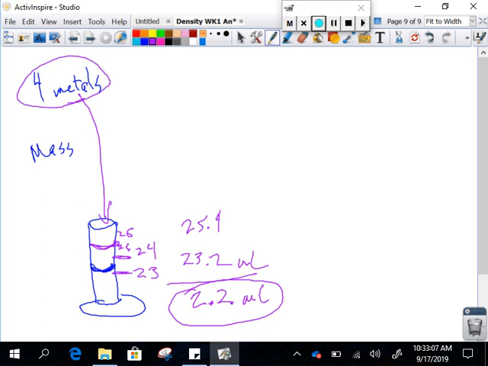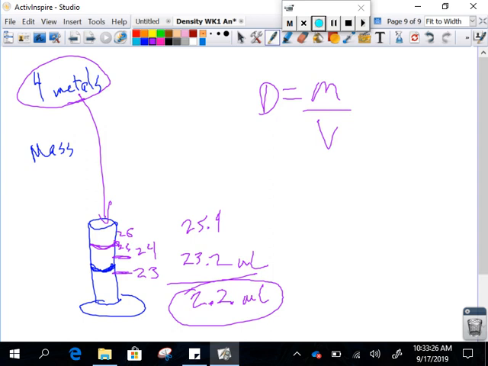You're going to do this 4 times for 4 different metals and calculate their densities. So you do the mass divided by the volume using the displacement method. The mass, of course, you're just going to put the metals on a scale. Make sure the metals are dry before you mass them, otherwise they'll be slightly overmassed and that'll throw things off.